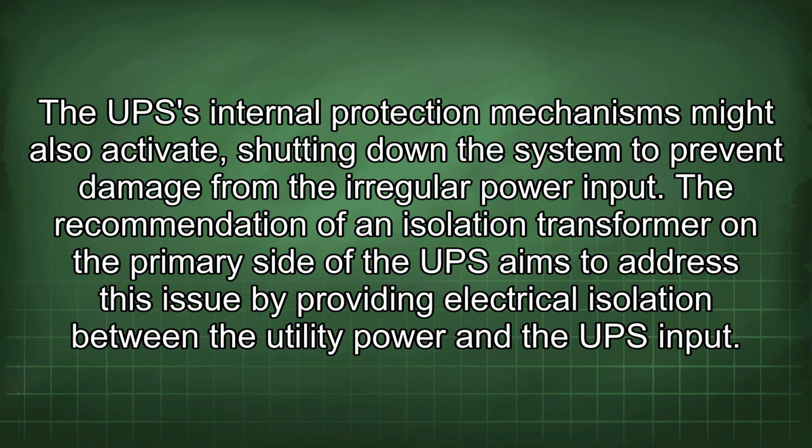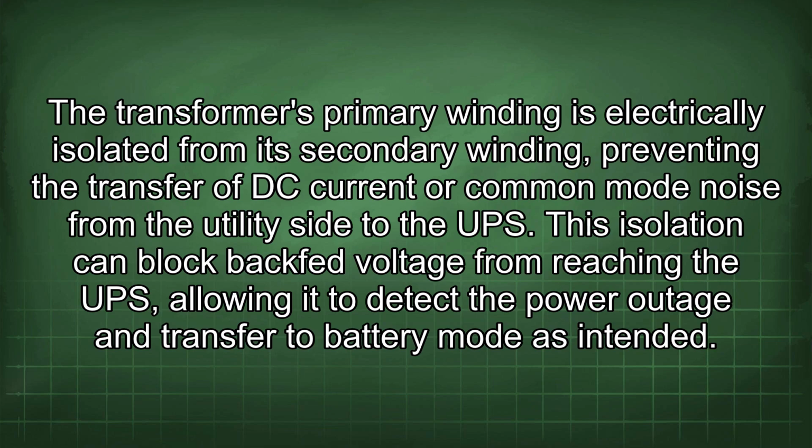The recommendation of an isolation transformer on the primary side of the UPS aims to address this issue by providing electrical isolation between the utility power and the UPS input. The transformer's primary winding is electrically isolated from its secondary winding, preventing the transfer of DC current or common mode noise from the utility side to the UPS.